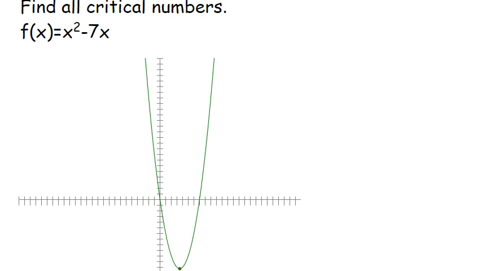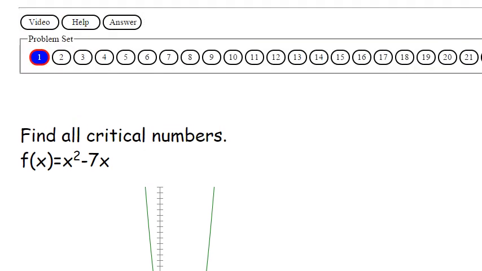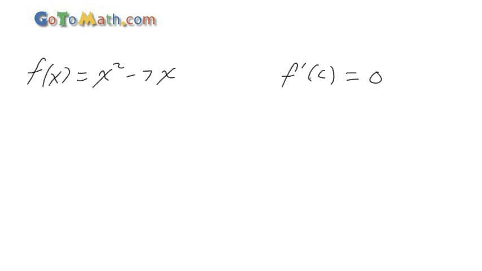Okay, this is how you find the critical number. It's actually pretty simple. Let's remember what it says: f of x is equal to x squared minus 7x. To find a critical number, we want f prime of c equal to 0. First off, f must be defined at c, and if this is true, then c is a critical number.